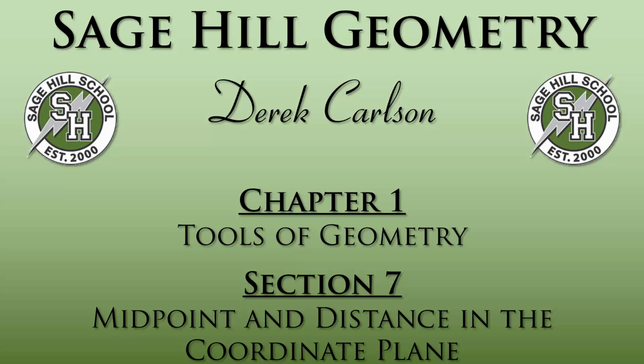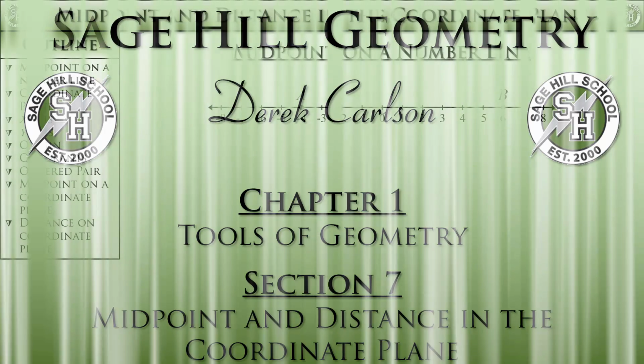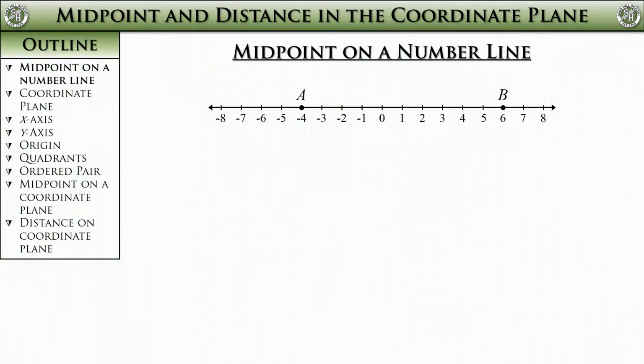This is section 1.7, midpoint and distance in the coordinate plane. Hopefully this is a review for all of you, so it'll be pretty quick and easy. First, we had a midpoint on a number line. That's pretty simple and straightforward. It is just a simple average.